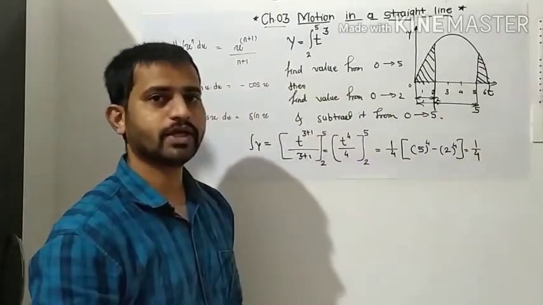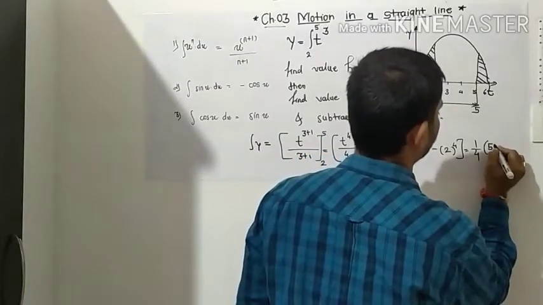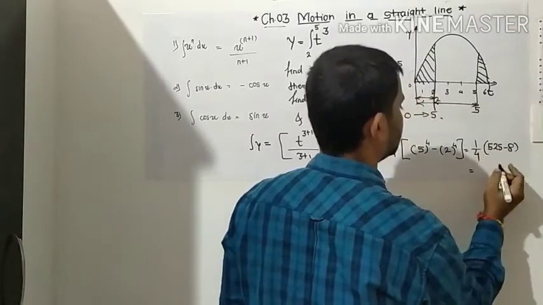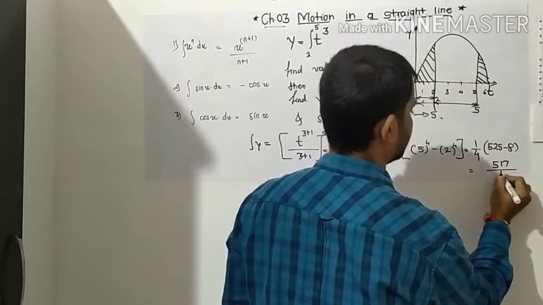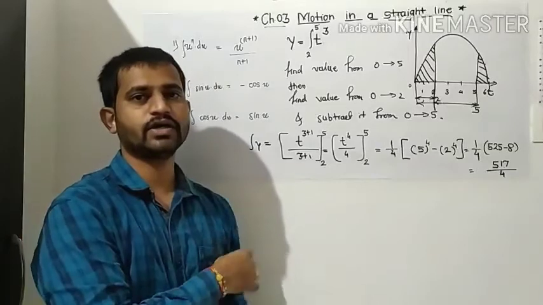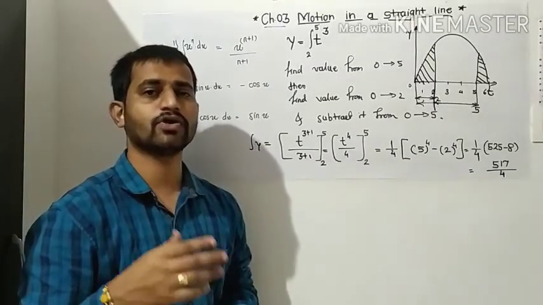5 raised to 4 will be 625 minus 8. Okay, so that we will get here the value 517 divided by 4. So we are getting one definite value there, one complete value, and we don't have to go for any consideration of a constant term.